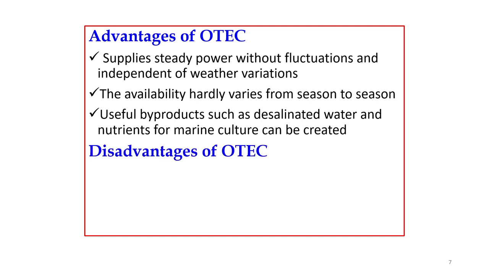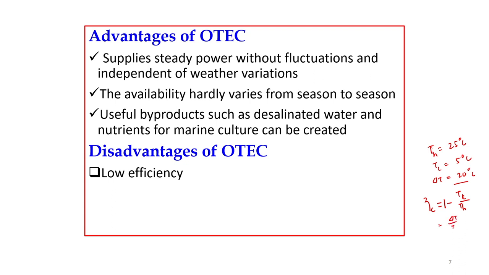And the disadvantages are low efficiency, because if we see the operating temperatures, say for example, TH is 25 degrees C and TC is 5 degrees C, so delta T will be 20 degrees C. So if I write the Carnot cycle efficiency, it will be eta C is equal to 1 minus TC by TH, okay? Or you can say delta T by TH.